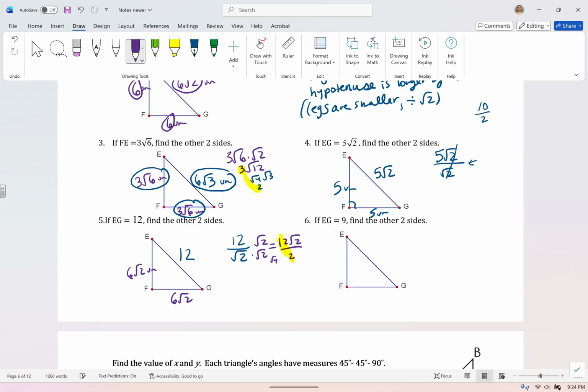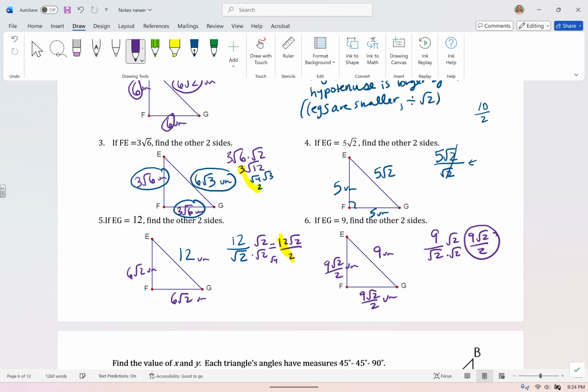We can label these units, all these guys. There you go. EG is 9. We want to find the leg. So again, how do we want to get smaller? So divide by root 2. Rationalize it. 9 root 2 over 2. Those coefficients, the 9 and the 2, don't reduce. So it's 9 root 2 over 2. And these would all be units.